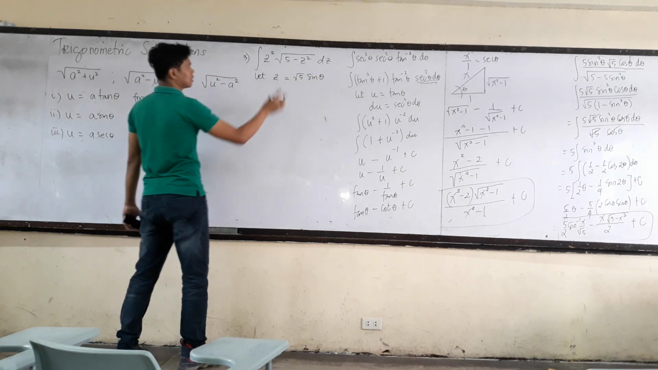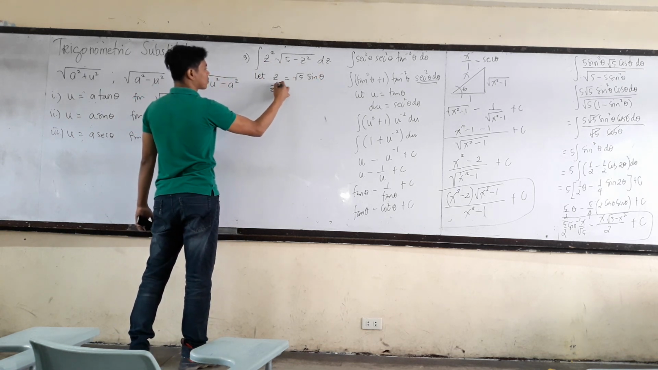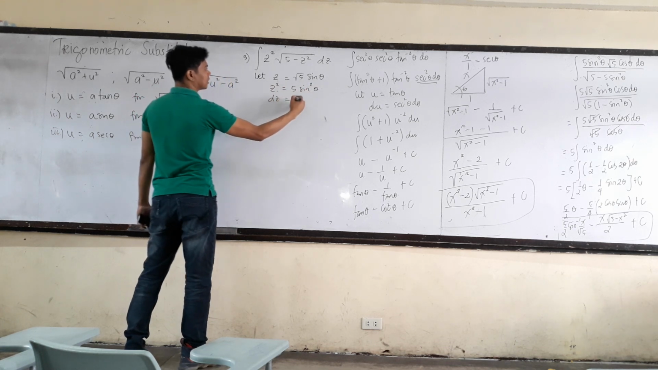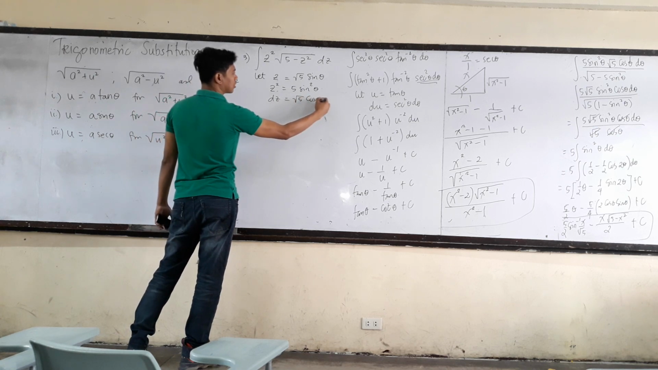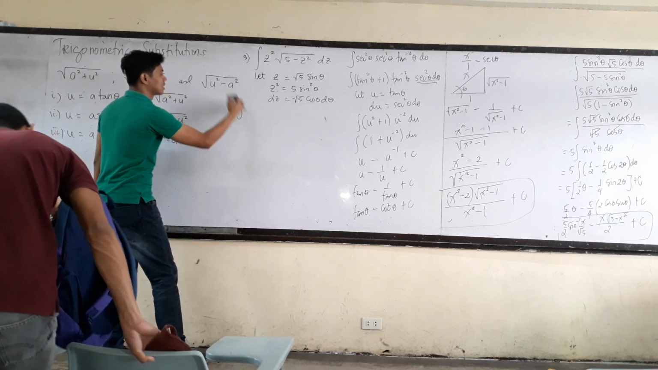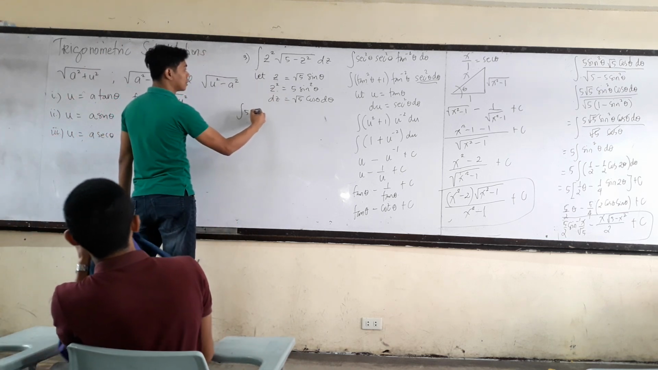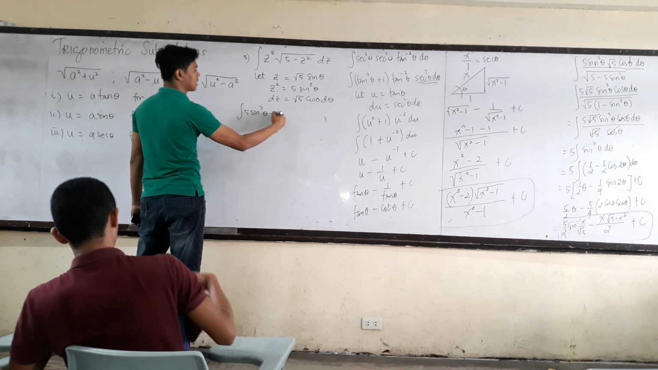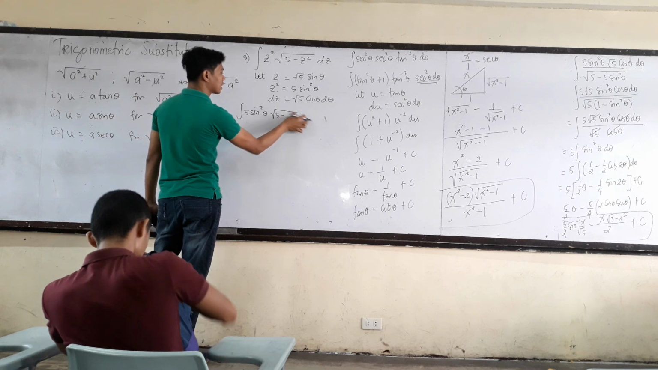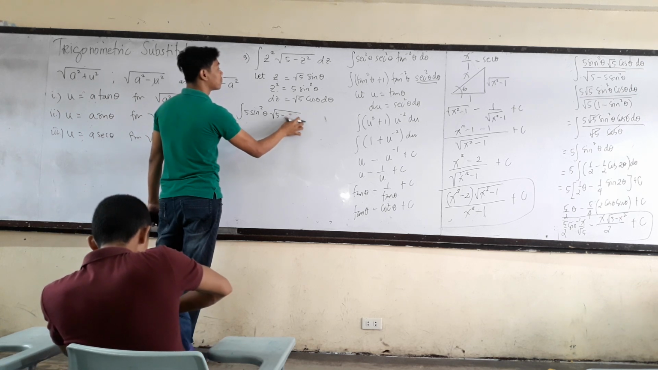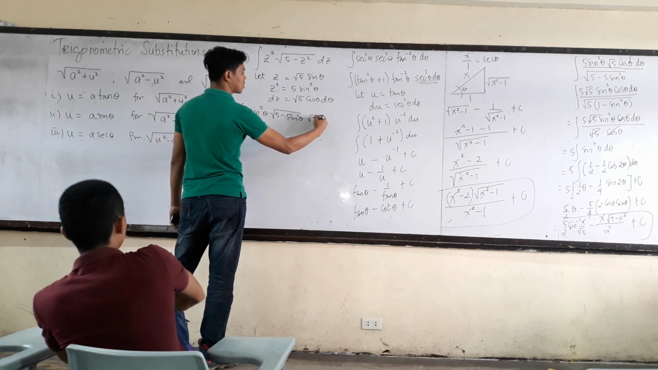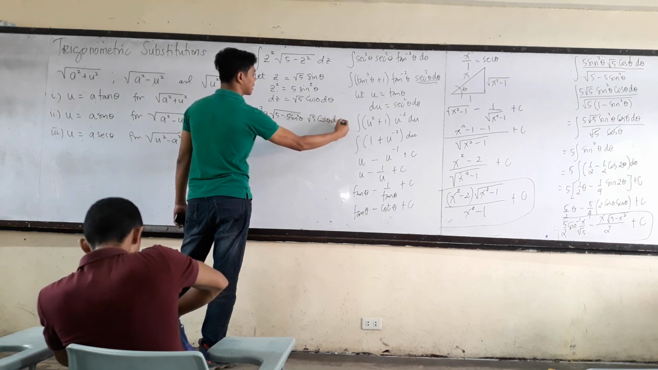Square root of 5 sine theta. And then what do we have? z squared is 5 sine squared theta. And then dz is square root of 5 cosine theta d theta. Okay. And then replacing everything here, you get integral of z squared, you got 5 sine squared theta, the square root of 5 minus 5 sine squared theta, square root of 5 cosine theta d theta.